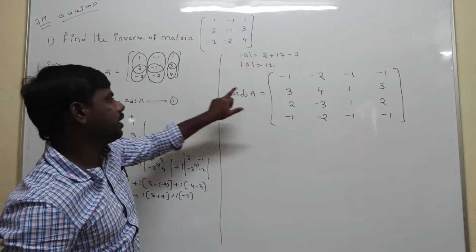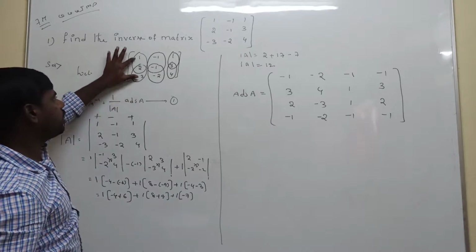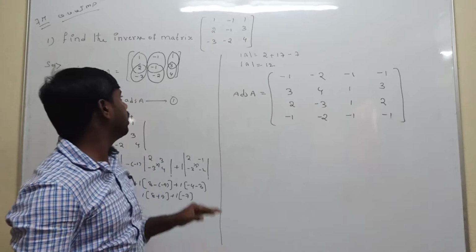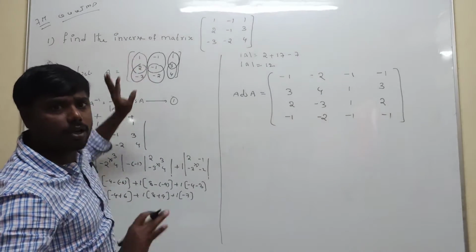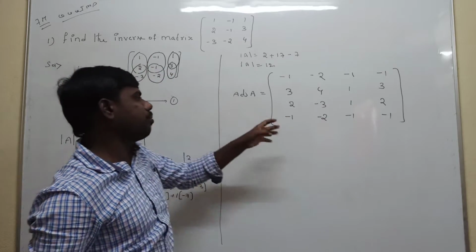3, 4, 1, 3. Next we are taking the left hand side. 2 minus 3, 1, 2. Middle down, up down. Next you start from here, finally ending also here only. That's why minus 1, minus 2, minus 1, minus 1.